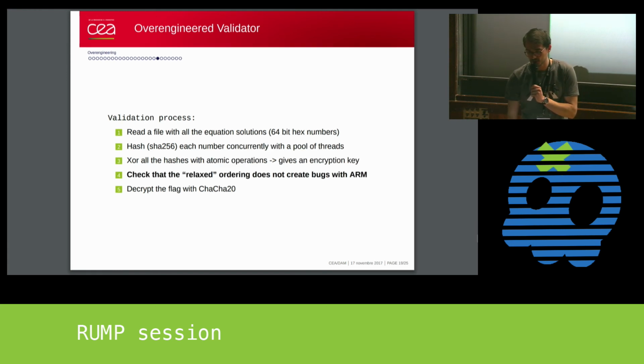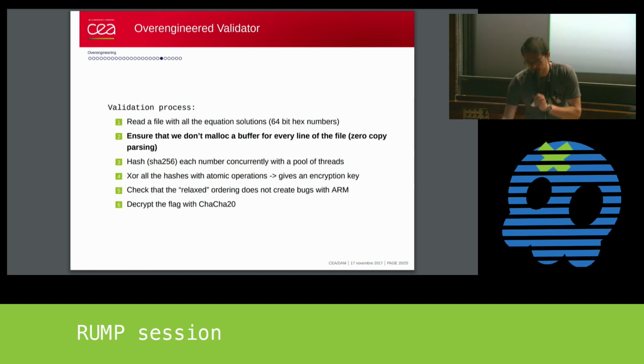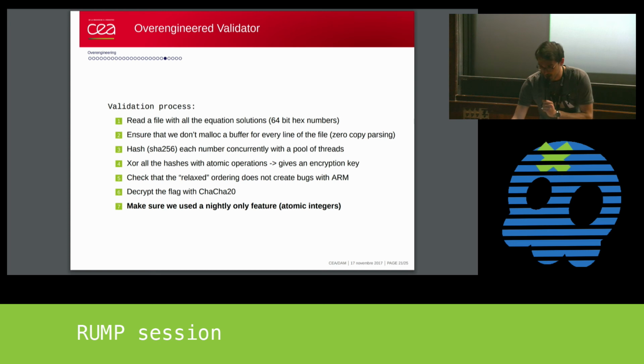But the thing with atomic operations is that there is something called memory ordering that is almost always okay on x86, but not always okay on ARM. So we chose the right ordering, and then we tested that it was okay on ARM too with QEMU. And then we made an effort not to do excessive malloc, so when we parsed the file, we took care of that too. And then we thought it was nice to use nightly features of the language.